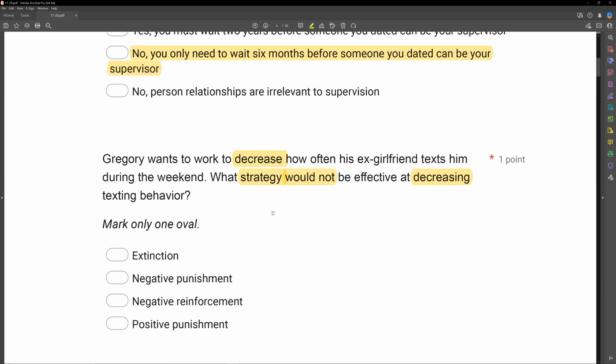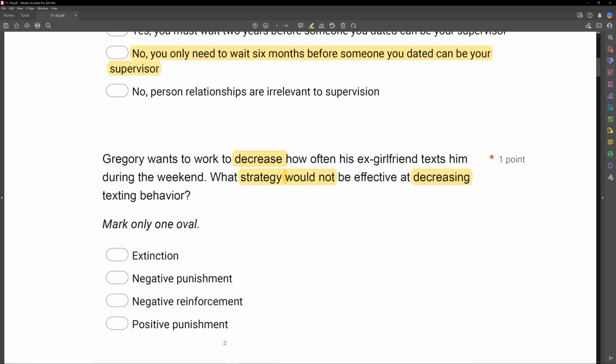A, extinction. Does extinction work to decrease behavior? Absolutely it does. You can put this on extinction and decrease it. B, negative punishment. Well, punishment decreases. Absolutely a relevant strategy. C, negative reinforcement. Does reinforcement decrease or increase? It increases. No matter what negative or positive, right? Reinforcement increases. You would never use reinforcement to decrease a behavior.